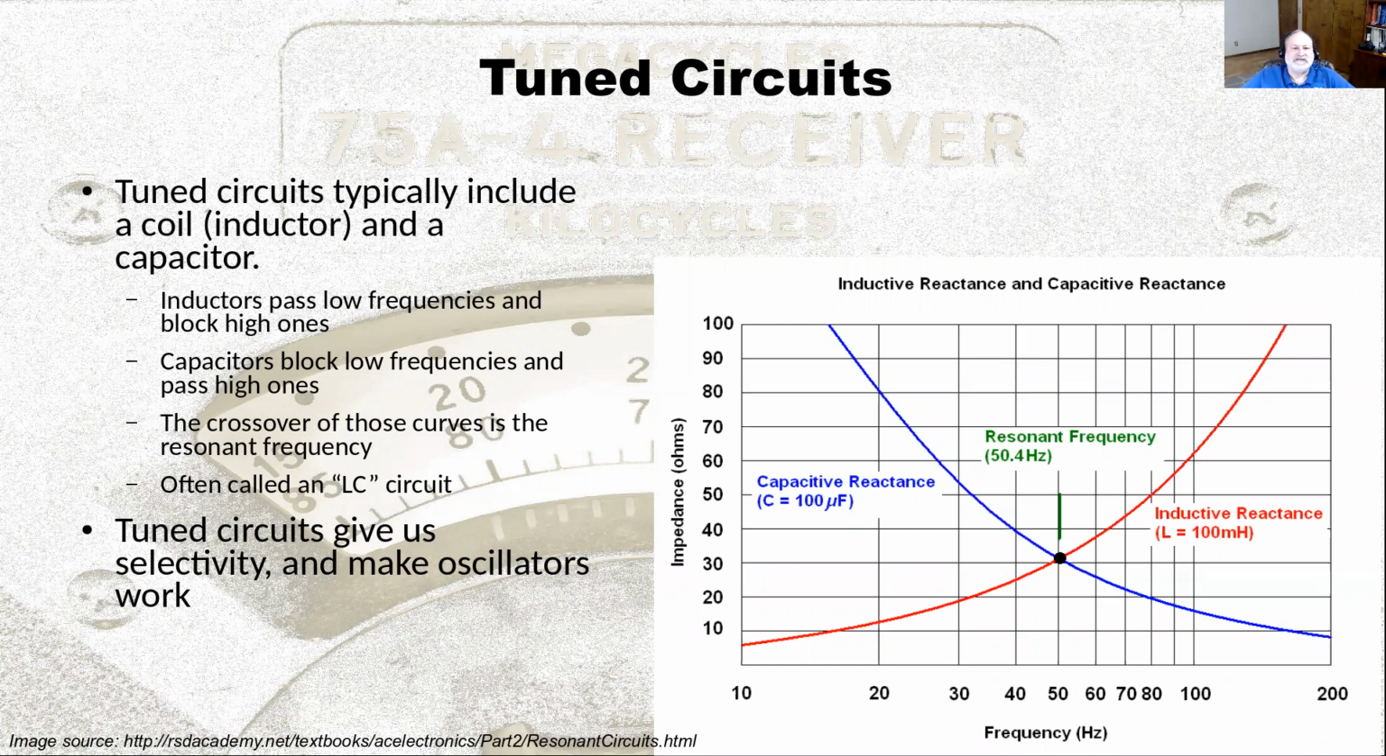It's a circuit that typically includes a coil or an inductor and a capacitor. It turns out that inductors have the characteristic of passing low frequencies but blocking high ones, and capacitors are the opposite. They block low frequencies and pass high ones. Where those two curves cross over, as shown on the chart here, is the resonant frequency. That's where the most signal gets through the circuit. This is often called an LC circuit because L is the abbreviation for inductance and C for capacitance. Tuned circuits give us selectivity and make oscillators work. They really are at the core of all radios.